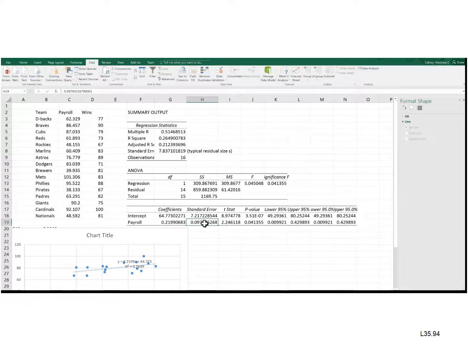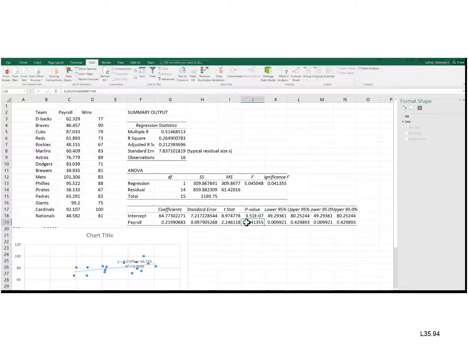Testing against that null hypothesis, we get a t-value for the slope of 2.24 after it's standardized. And again, we're using the standard error to standardize. That results in a p-value of 0.04. So that does fall under our threshold of 0.05, so we would say this is statistically significant. It's not statistically significant by much, but it is significant.